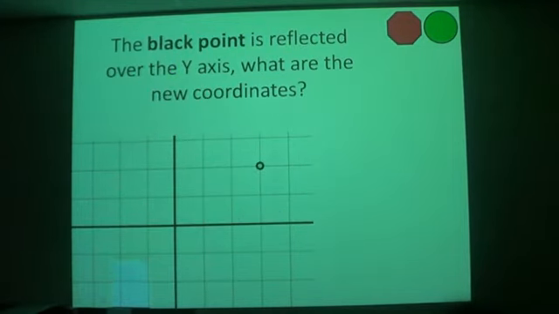The black point is reflected over the y-axis. What are the new coordinates? Well, click on the stop sign.